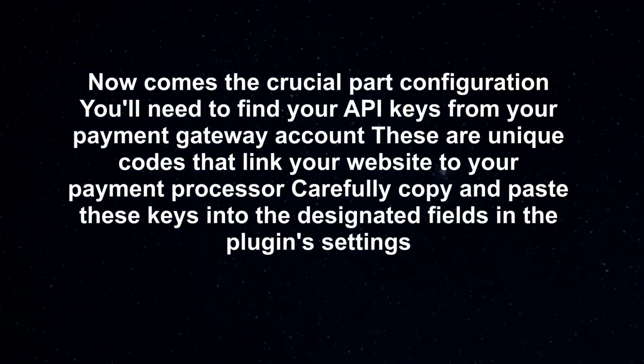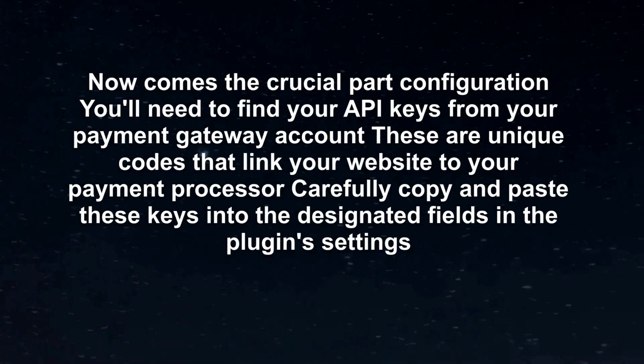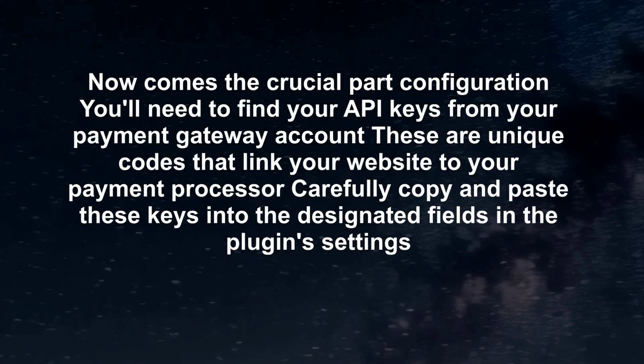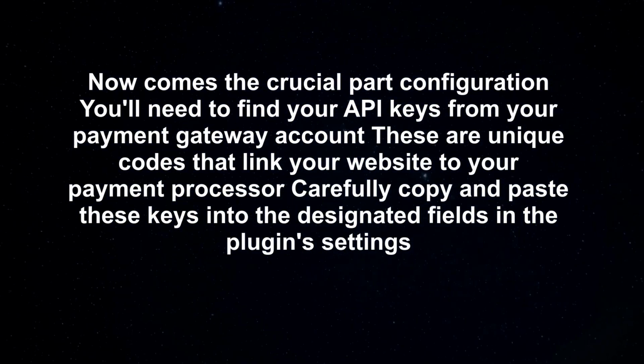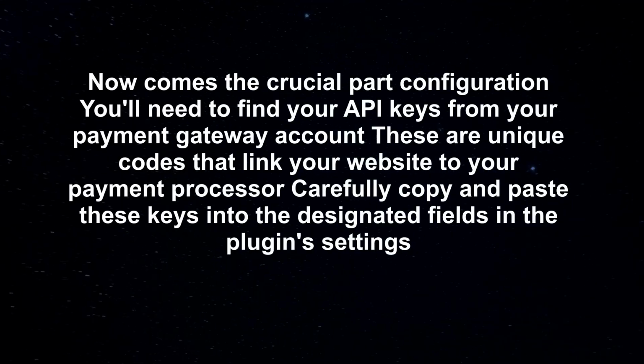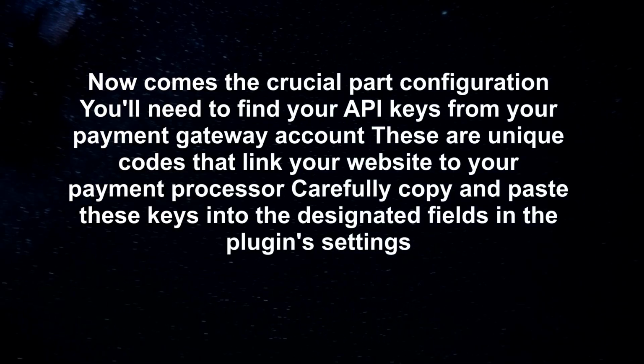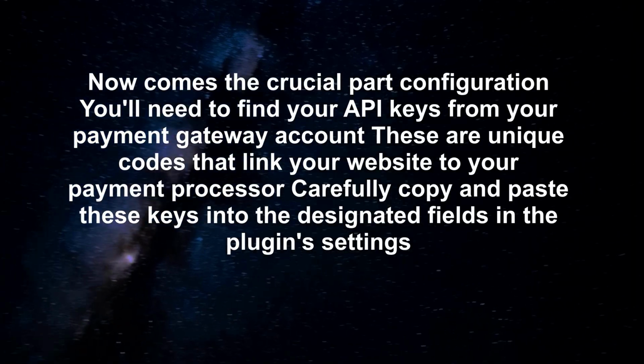Now comes the crucial part: configuration. You'll need to find your API keys from your payment gateway account. These are unique codes that link your website to your payment processor. Carefully copy and paste these keys into the designated fields in the plugin's settings.